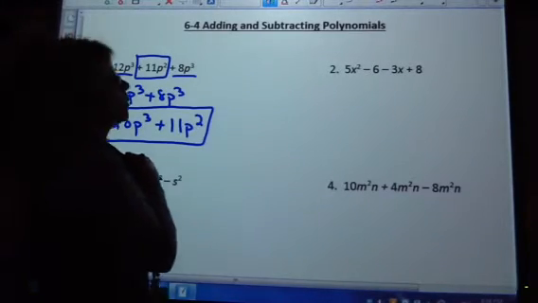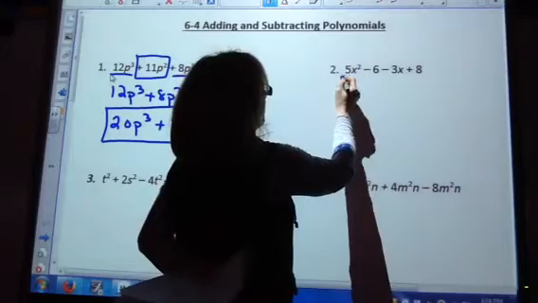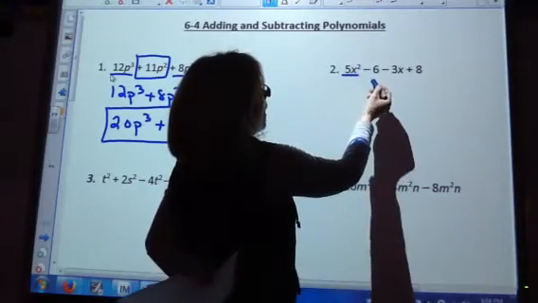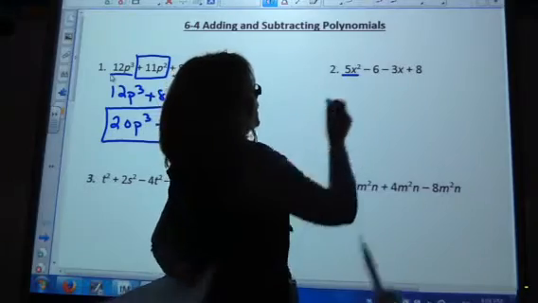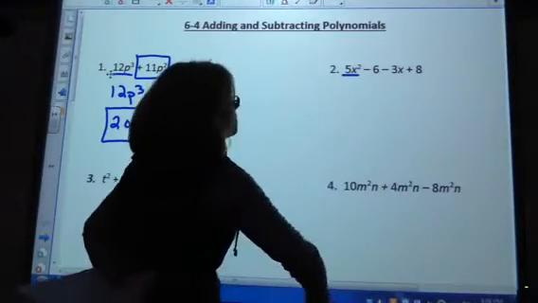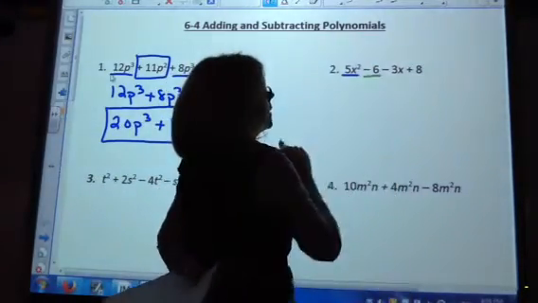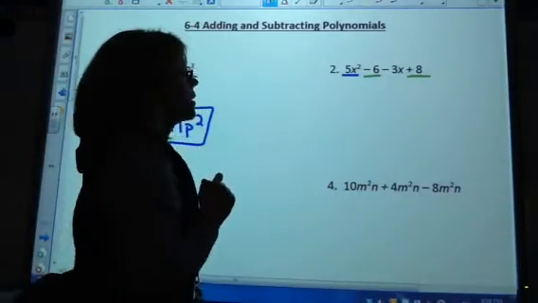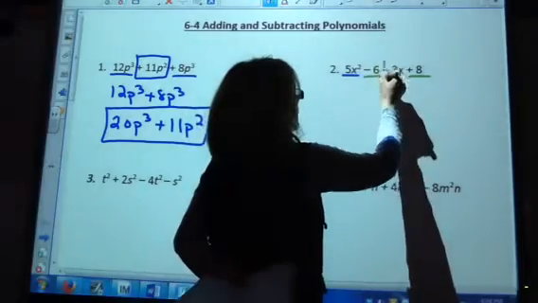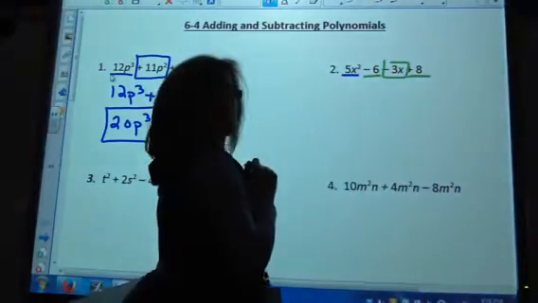All right, let's look at number 2. So we have 5x squared. Is there a common like term with 5x squared? No, there's not, okay? And then we have negative 6 and a positive 8. Those are both constants, so they are like terms. And then we have this negative 3x here all by itself.